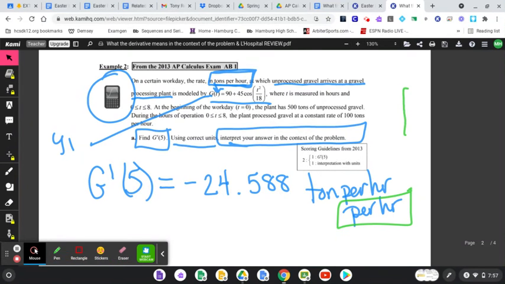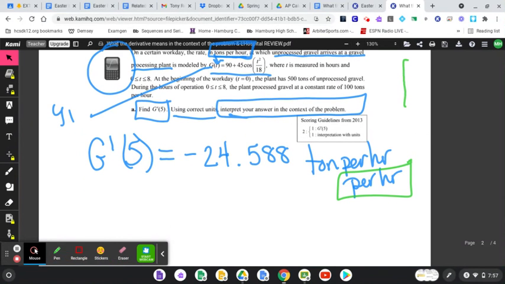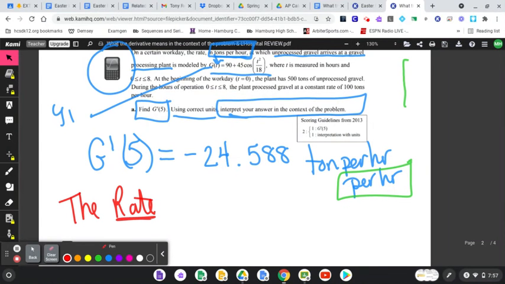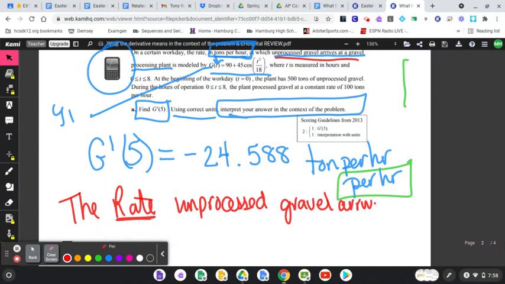Okay, so now let's put our sentence together. What the heck are we talking about? I took the derivative, so I'm starting with the two words, the rate. Now I'm going to go to NUT. What is the noun? What is the subject? And the number. The rate of what? What are we talking about? Well, we underlined it. Unprocessed gravel arriving at a plant.